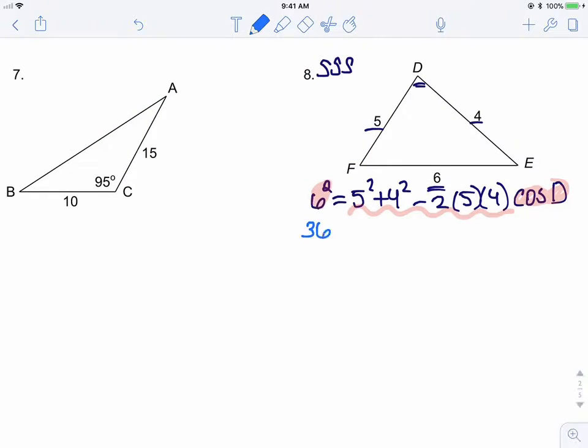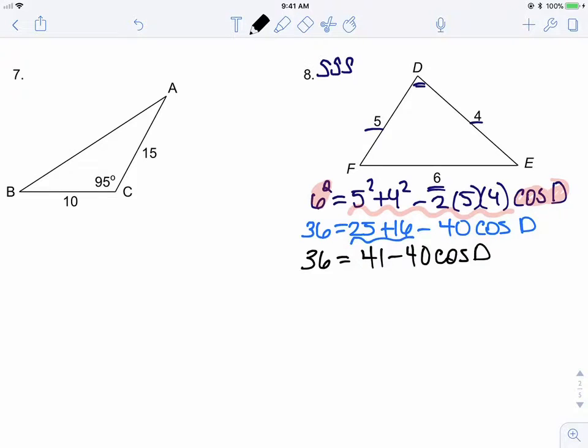So it's going to give us 36. That's our 25 plus 16 minus 20 times 2 gives us 40. And our cosine of D. Okay, so we keep simplifying. We can simplify these two right here. So that's going to give us 25 plus 16 gives us 41. So 41 minus 40, cosine of D. Okay, these here cannot be simplified anymore.